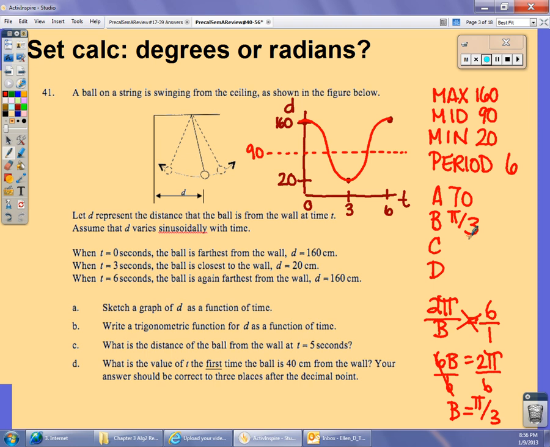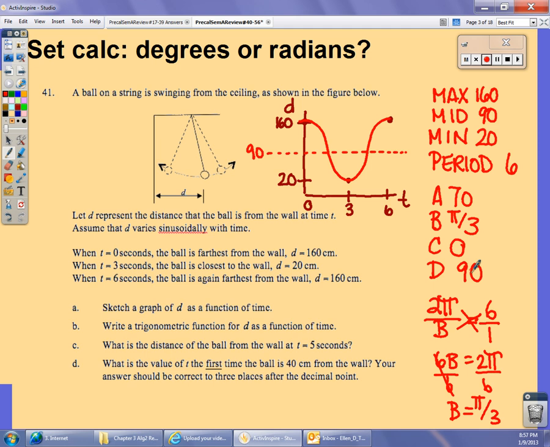Our C value is our phase shift, and since our first measurement occurred at time equals 0, there is no phase shift, so our C value is 0. Our D value is our midline, which was 90. Remember, 90 came from an average of the two values, 160 and 20. Add those two up, you get 180, divide by 2, and you get 90.